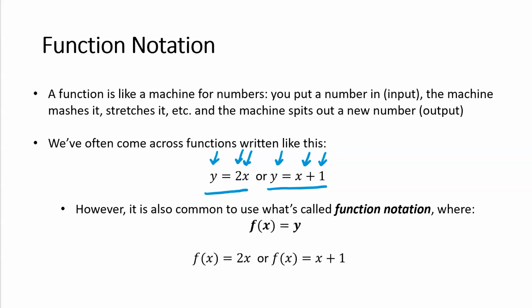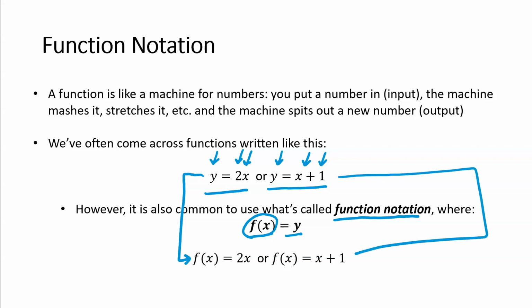But it's also common to use what's called function notation, where you would say something like f of x equals y. You're basically saying there's a function named f in this case that's going to take an input named x and give you an output named y. So basically the f of x replaces the y. So instead of y equals 2x, you would say f of x equals 2x. Or instead of y equals x plus 1, f of x equals x plus 1. Essentially, instead of writing y, you write f of x.